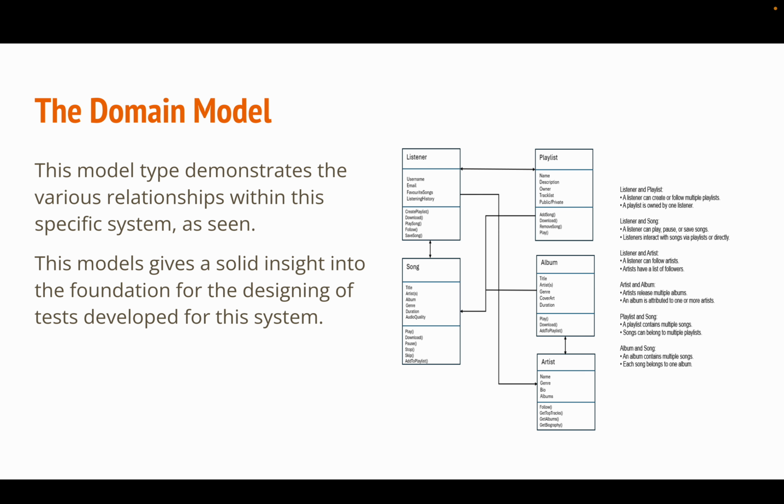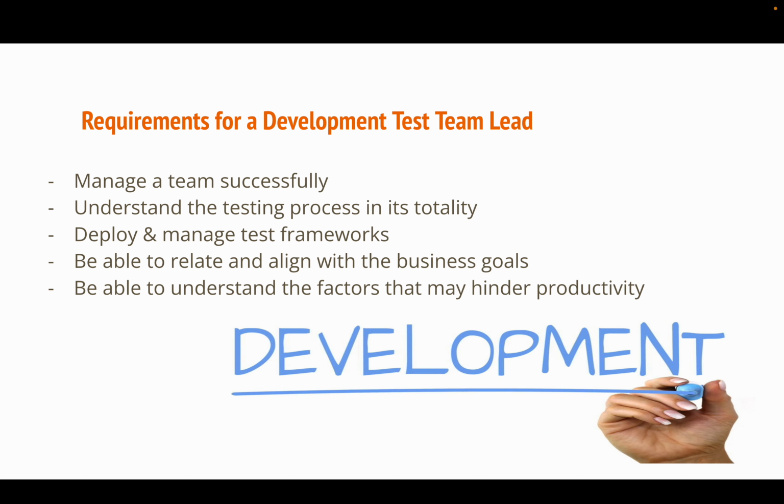As you can see to the right, there's a diagram with the explanation beside it. For example, a listener and a playlist. A listener can create or follow multiple playlists. A playlist is owned by one listener. Then there are the different relationships: listener and song, listener and artist, artist and album, and so on.